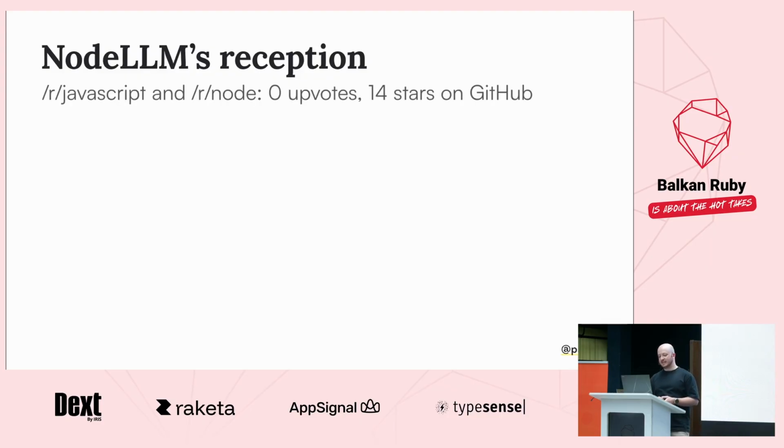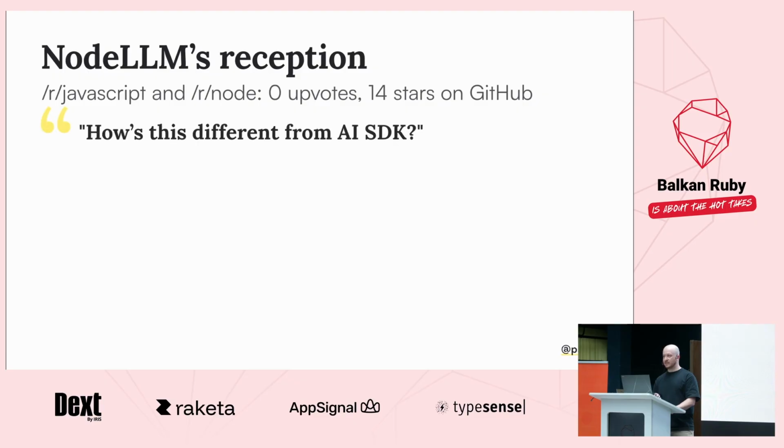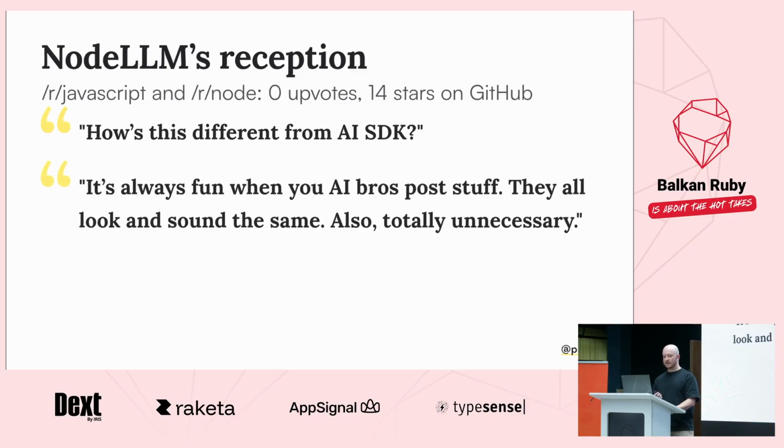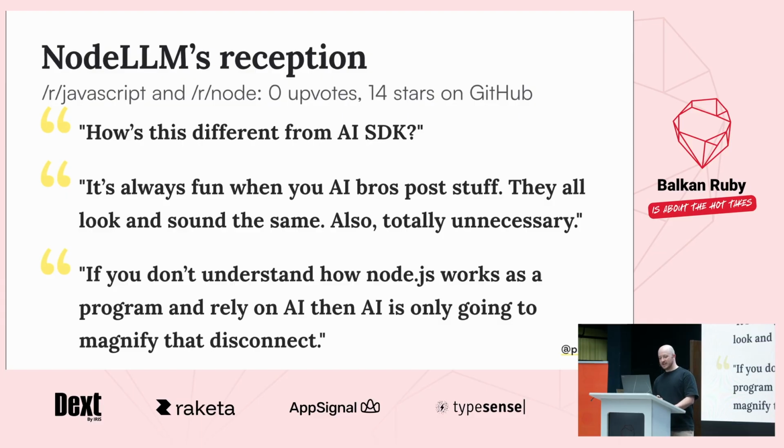So he posted it on the subreddits JavaScript and Node, and he got downvoted to 0 in both. Only has, I think now it's 70 stars on GitHub, but this was after a month already. And these are the only comments he received. How's it different from AI SDK? Which may be a fair comment. But it's always fun with AI bros post stuff. They all look and sound the same, also totally unnecessary. And if you don't understand how Node.js works as a program and rely on AI, then AI is only going to magnify that disconnect. I don't even know what that means.